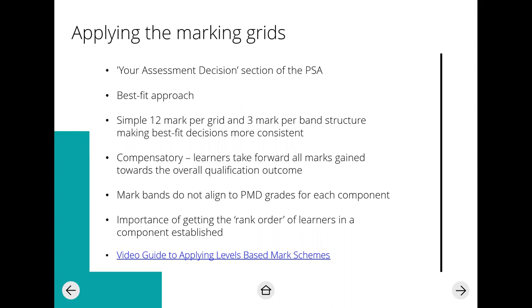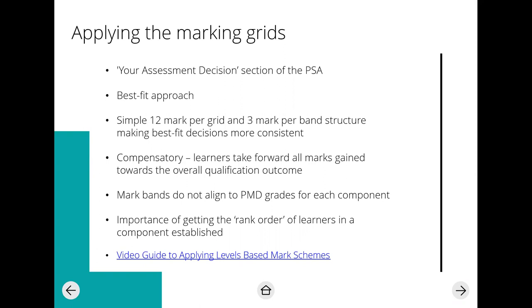Basically, it is a new system of marking where we have a 12 mark grid and 3 marks per band structure. It's meant to have a compensatory nature in applying marks rather than grades like we've been used to with the legacy tech award. Learners can have a really high performance against some skills and tasks and weaker performance in others, but we'll take the total marks forward towards the qualification outcome rather than taking away a pass for a component or when they've had a mix of PMs and Ds across the work they might have done for that component. So this is how the compensatory nature works. Okay, this is actually a huge benefit to learners going forward.